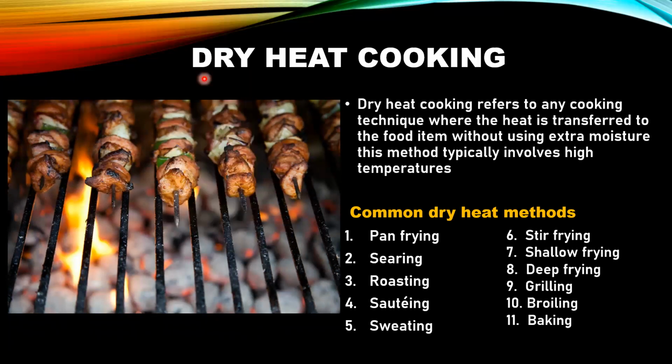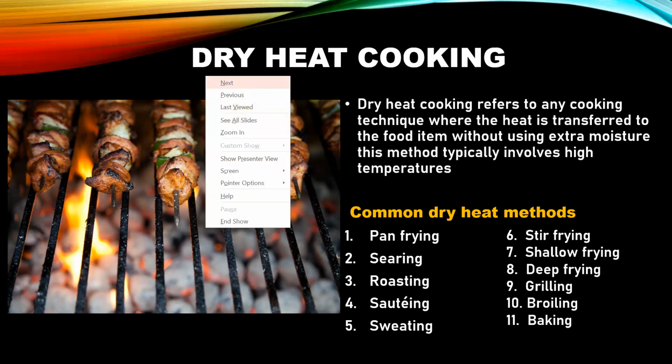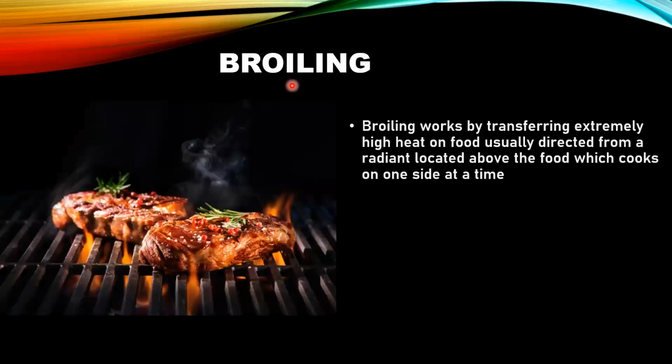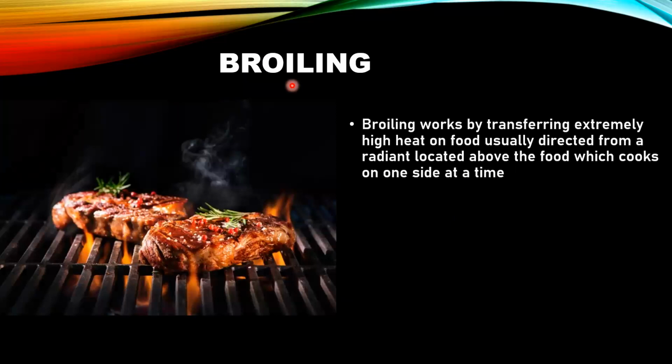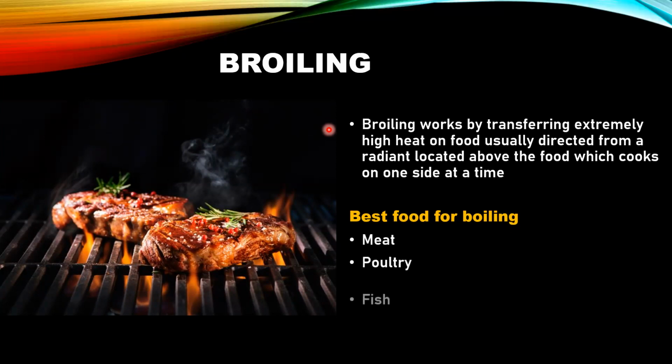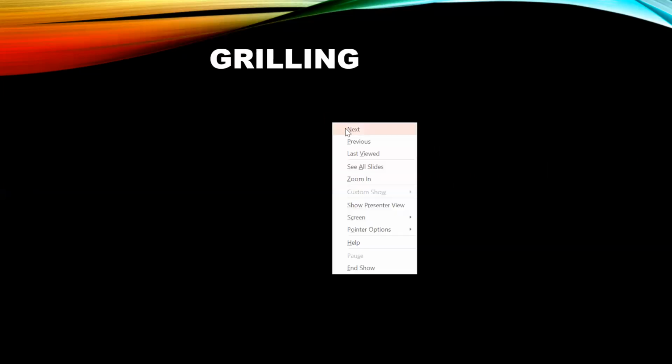Our next method of cooking is broiling. Broiling works by transferring extremely high heat onto food, usually directed from a radiant located above the food, which cooks one side at a time. The best foods for broiling include meat, poultry, fish, fruits, and vegetables.